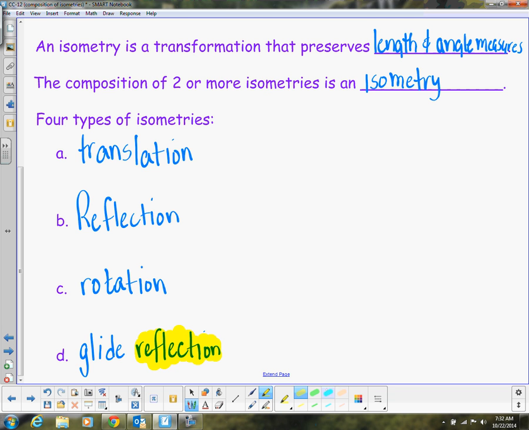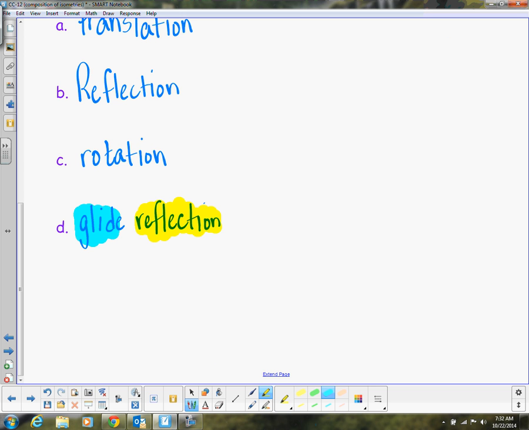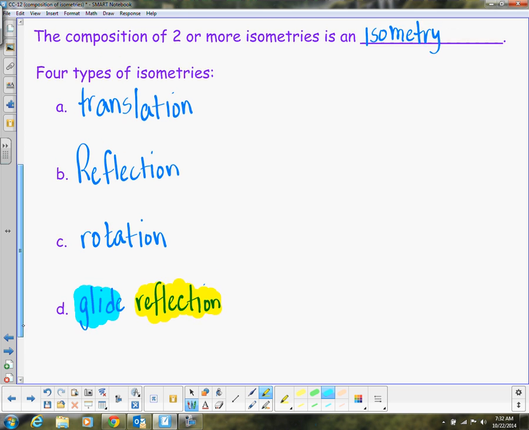Now, what do you think glide brings to mind? A translation. That's good. Glide. If you glide, you kind of slide. So this is going to be a composition of a translation and reflection. If you walk on the beach in the wet sand, your footprints are a glide reflection. They're opposite, right? And one's in front of the other. You'd have to translate and then flip. Any questions so far?